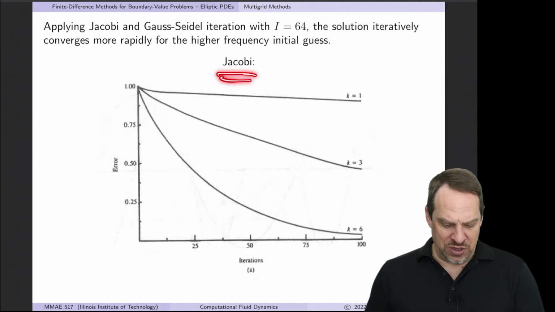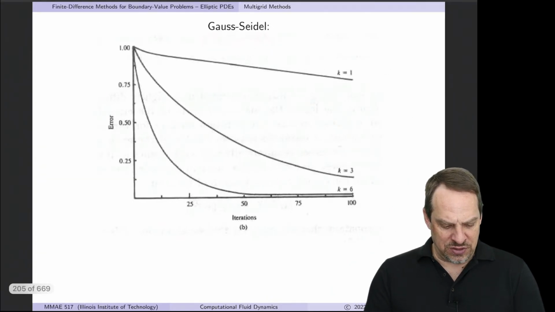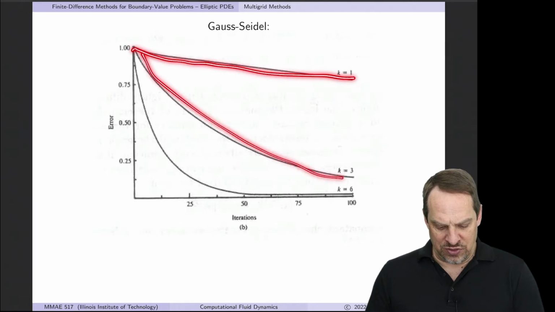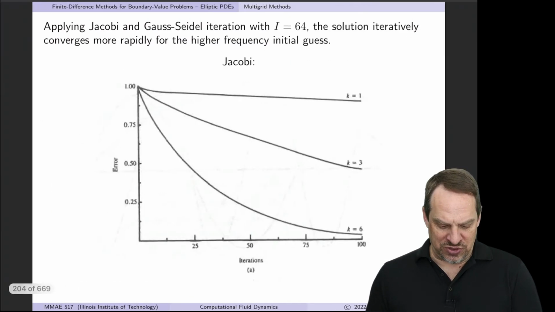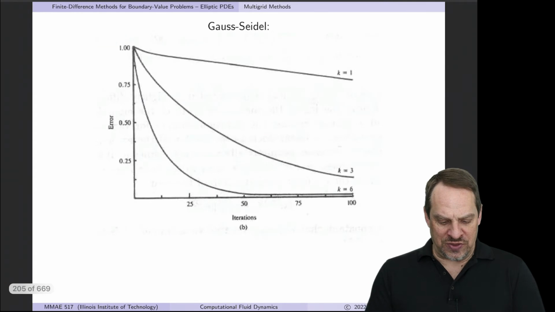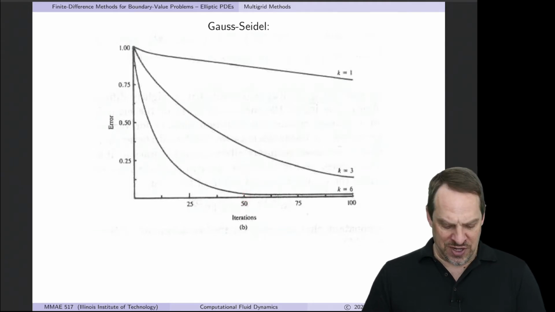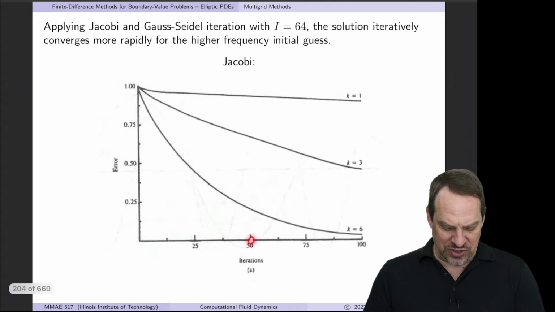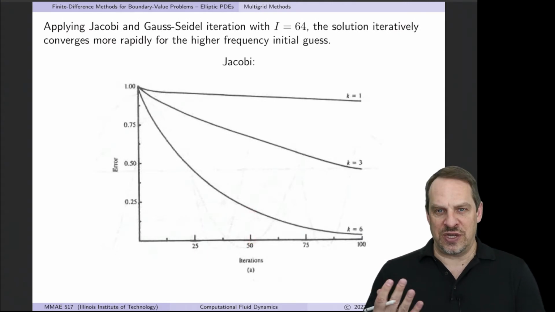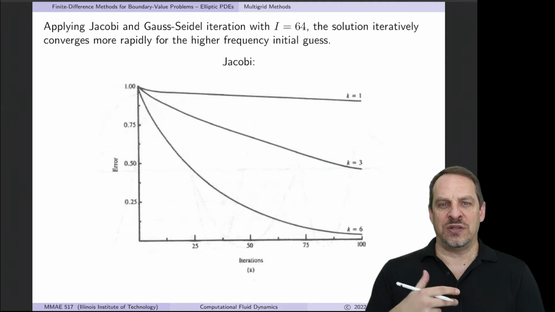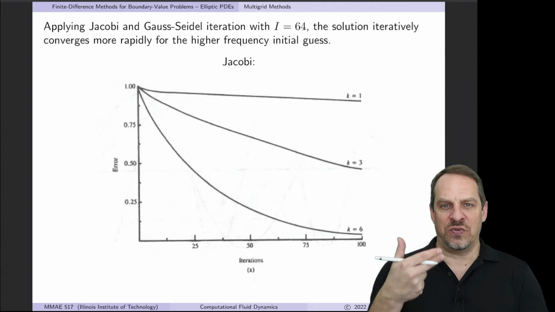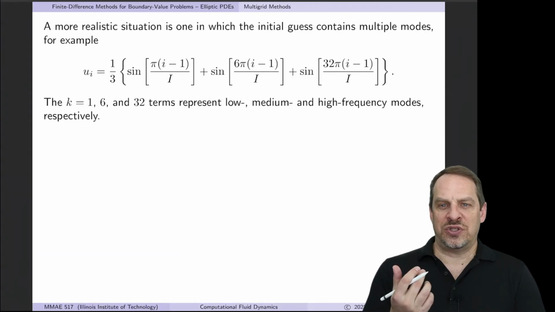This was for Jacobi. If you do the same thing with Gauss-Seidel, same idea. K is equal to 1, 3, and 6. Now you will notice if I go back and forth, you will notice how much faster Gauss-Seidel is. For example, k is equal to 6 gets down to a rather small value of the normalized error after only 50 iterations, whereas 50 iterations here, it's still rather large. So you can see both the behavior of Jacobi versus Gauss-Seidel as well as the behavior with different initial conditions exhibiting different frequencies. Now let's look at a situation that's more realistic.